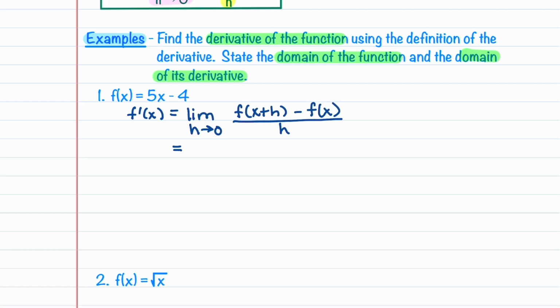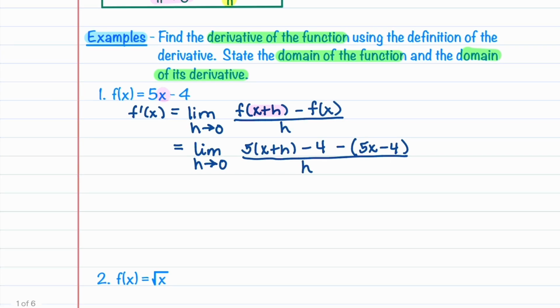Now we're going to substitute in what f of x plus h is and what f of x is. Wherever we see an x, we're going to substitute in x plus h. So this is 5 times x plus h minus 4, and now we're going to subtract off f of x, which is 5x minus 4, and all of this is divided by h.